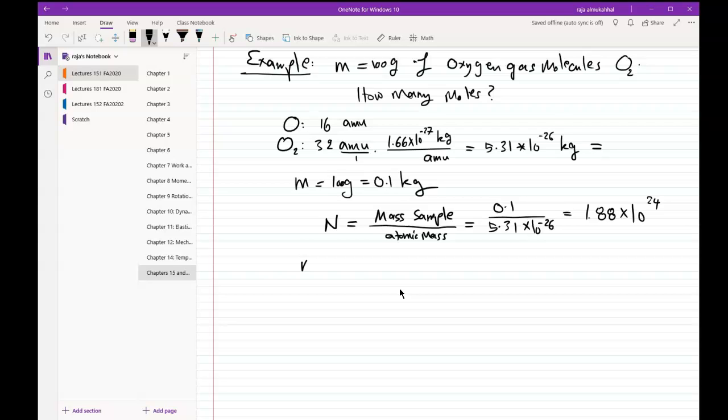So now we know that the number of moles is n over the ratio of the number of particles in my sample to Avogadro's number. That will be equal to 1.88 times 10 to the positive 24 divided by Avogadro's number, which is 6.02 times 10 to the 23. When I calculate that, I get 3.13 moles. You got it? Okay.